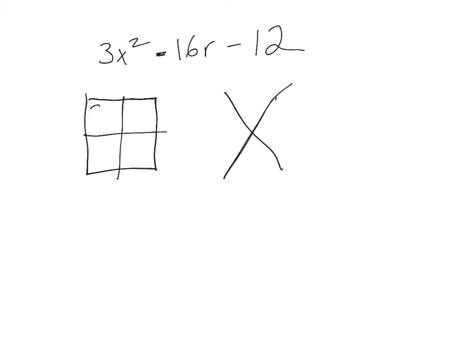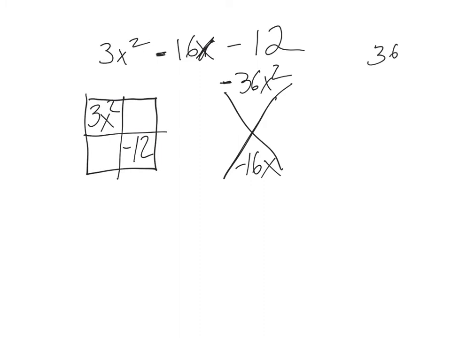And in the top corner, I write 3x squared. At the bottom, I write negative 12. And then here I write negative 16x. Now I do 3 times 12, which is 36. I need to remember this was negative 12, so this is negative 36. So over here I write 36. Factors: 1 and 36.